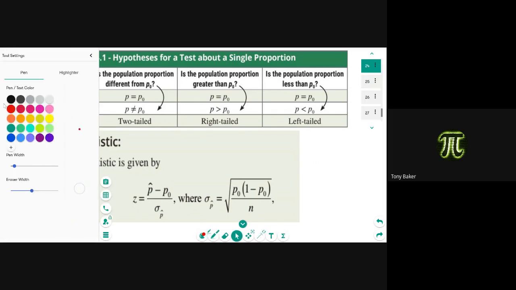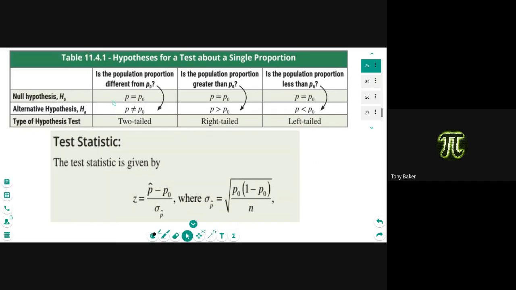Proportions. Notice the top table is exactly the same. Nothing's changed except it's a P instead of a mean. That's the only difference. You're still going to have our null hypothesis and our alternate hypothesis. It's still the same thing as two-tailed, right-tailed, left-tailed. That all stays the same.